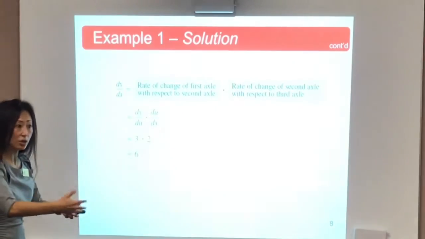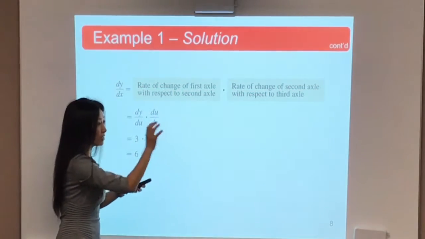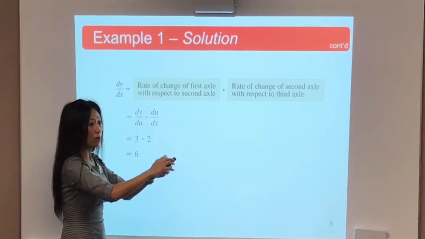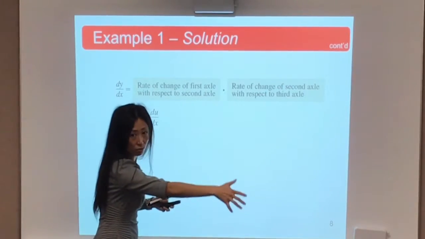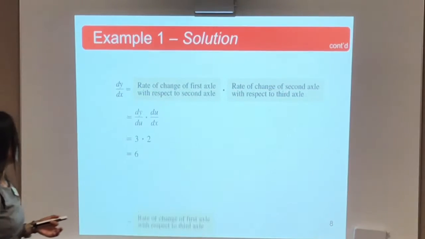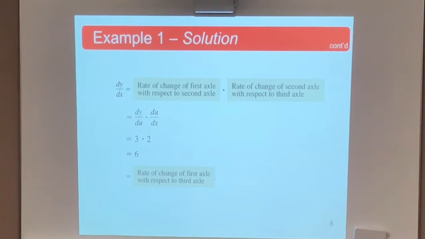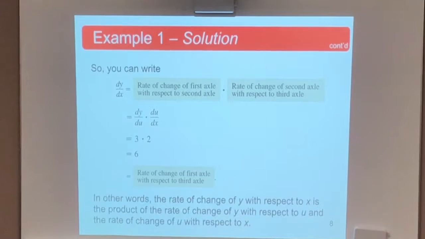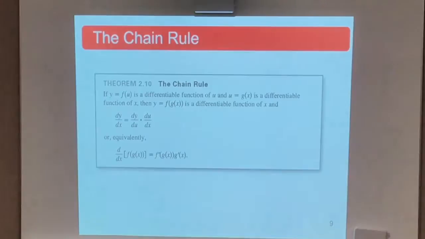Okay, it's a composite. You have to do one thing to make the middle one move, and the middle one has to do more work to make the last one move. That's a composite function. That's what the chain rule is. So the rate of change of the first axis with respect to the third axis, that's what that means, which is 6. 3 times 2 gives you 6. All right, so this is what that means.